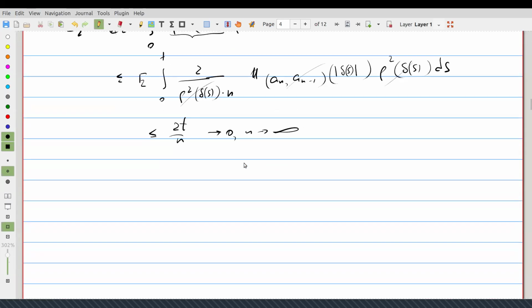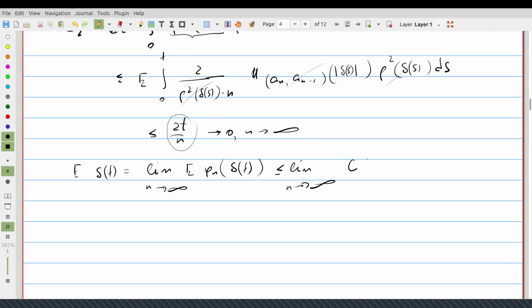So by the Gronwall-Bellman lemma, we conclude that the mathematical expectation of delta t, which is the limit of fn delta t when n goes to infinity, because by the monotone convergence theorem we have monotone convergence. This is exactly what we want. And this is less than the limit when n goes to infinity of some constant times tn. So it's just 0, which means that delta t equals 0 for any t.